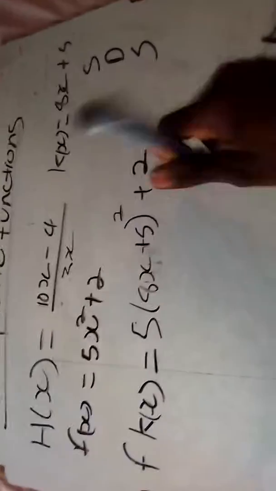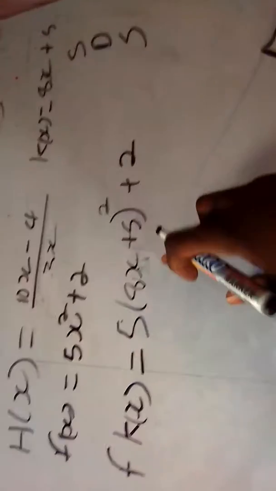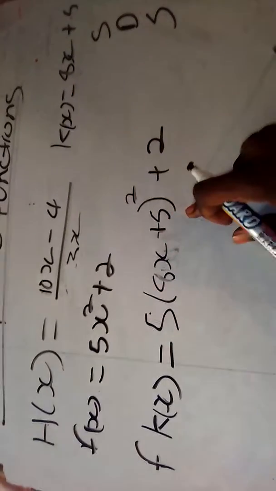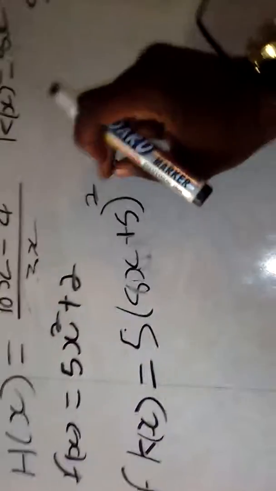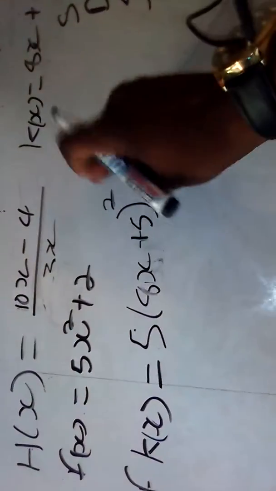Now, the reason why I laugh is because we actually have a lot to do here. We have 5 outside of the bracket, and we have 8x plus 5, all raised to the power 2, plus 2. Some of you may say, alright, we distribute the 5 first, and then we square it, right?